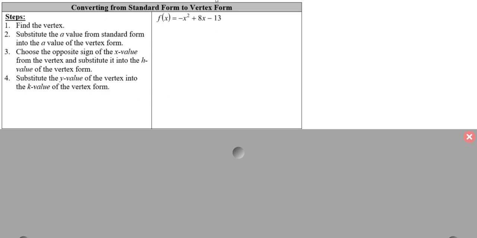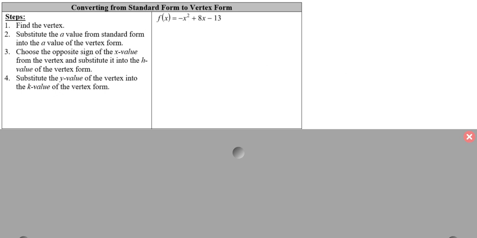This is something that's very lovely, very fun to do. And I gave you this series of steps right here. First of all, it says find the vertex. We did that before in the last example. Then it tells you to substitute the A value from standard form into the A value. We talked about that in that diagram where I said the A is the same from standard and vertex. Then this is where I talked about doing that opposite. Choose the opposite sign of the X value from the vertex and substitute it into the H value of the vertex form. And then substitute the Y value of the vertex into the K value of the vertex.